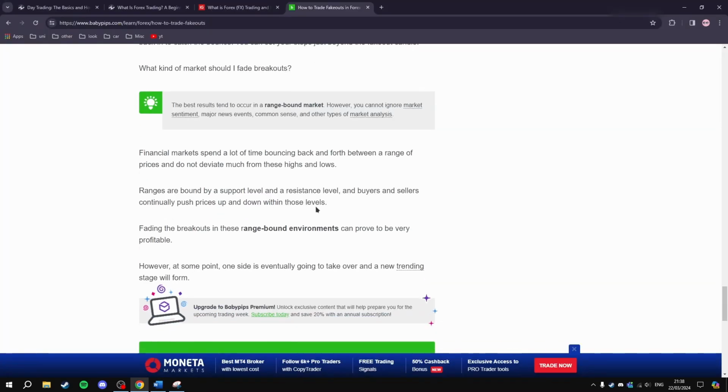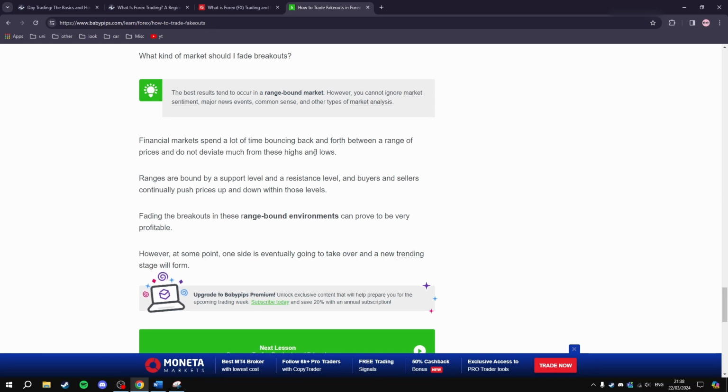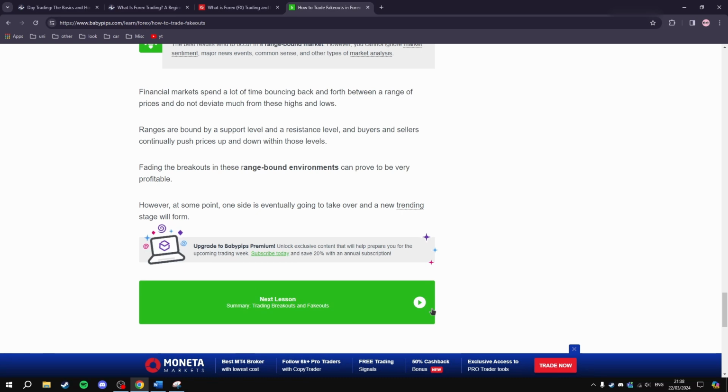Financial markets spend a lot of time bouncing back and forth between a range of prices and do not deviate much from these highs and lows. Ranges are bound by support level and resistance level, and buyers and sellers continually push prices up and down within these levels. Fading the breakout in these range-bound environments can prove to be very profitable. However, at some point, one side is eventually going to take over and a new trending stage will form.